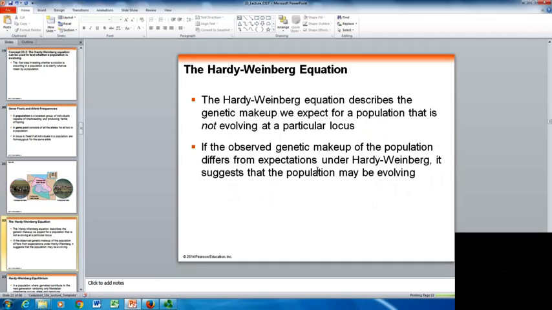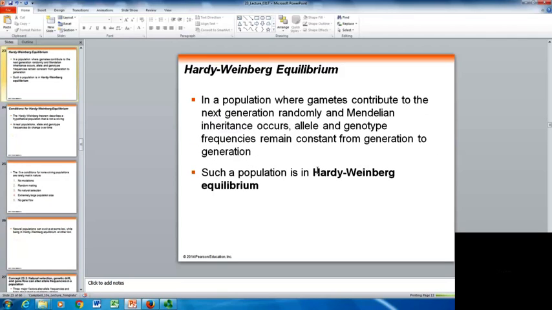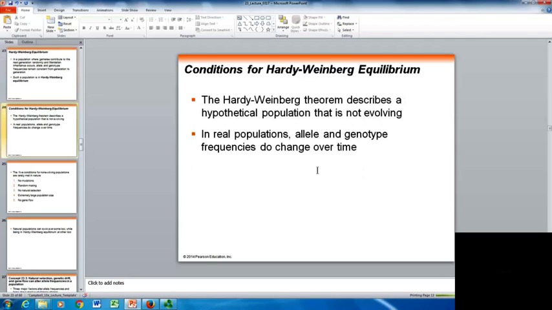The Hardy-Weinberg equation is a way of describing the genetic makeup we expect for a population that is not evolving at a particular locus. So if the observed genetic makeup of the population differs from the expectations under the Hardy-Weinberg, it suggests that the population may be evolving. So in a population where the gametes contribute to the next generation randomly and Mendelian inheritance occurs, the allele and genotype frequencies remain constant from generation to generation. So we say that that population is in Hardy-Weinberg equilibrium. Hardy-Weinberg equilibrium is a population that's not evolving.